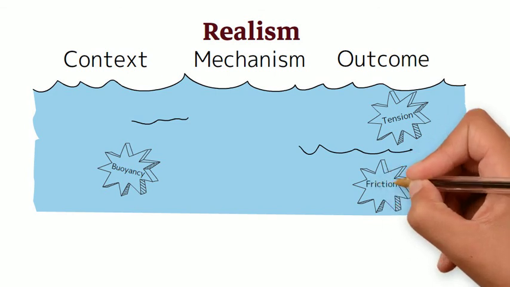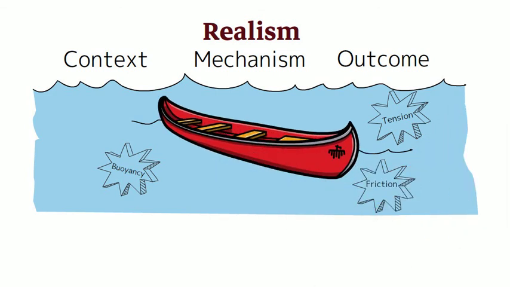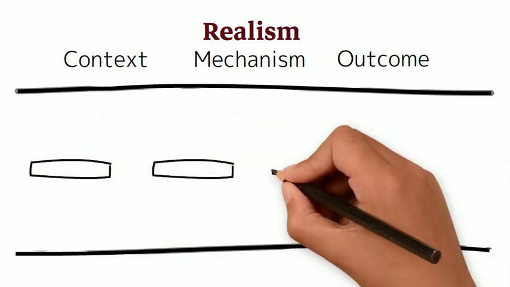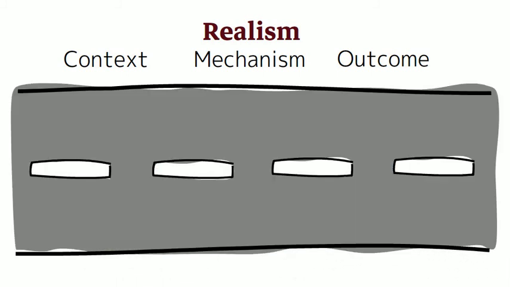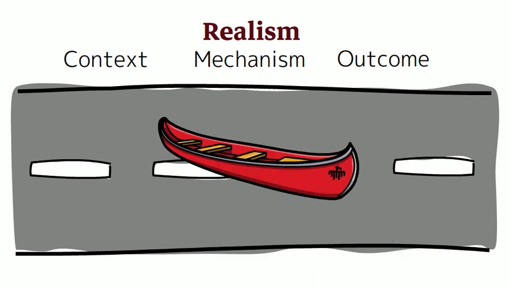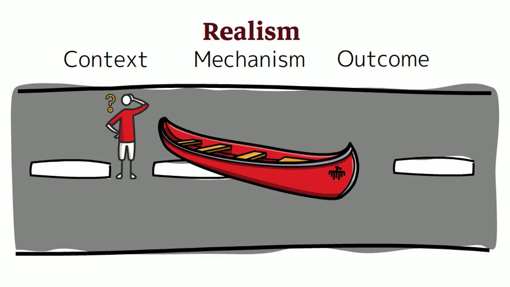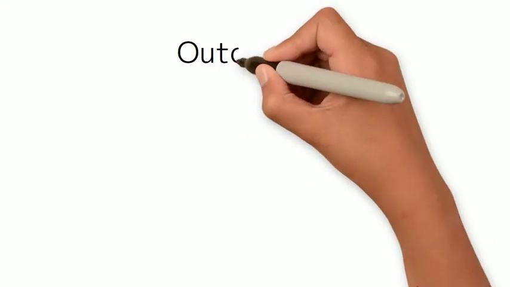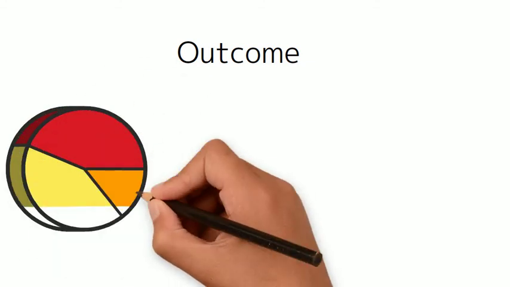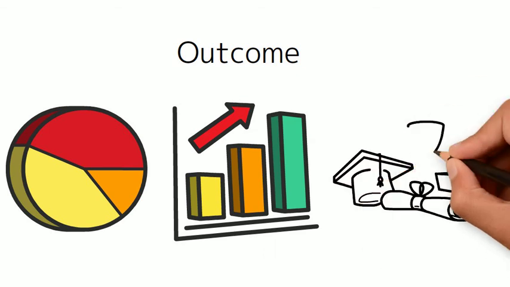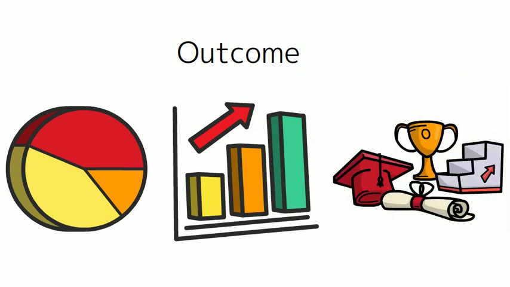Contexts shape how mechanisms operate. So, if you take those same mechanisms that help you paddle a canoe, but instead try to paddle on a highway, the canoe will not get very far. Realist evaluation uses the term outcome to describe short, medium, and long-term changes, either intended or unintended, resulting from an intervention. Now that you understand the concepts of CMO, we can dive into how to conduct a realist evaluation.